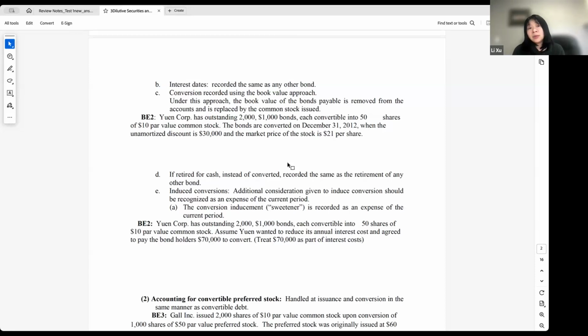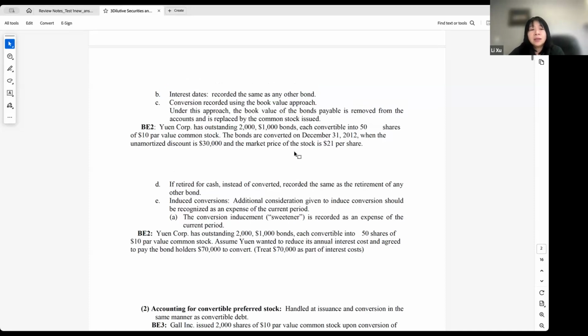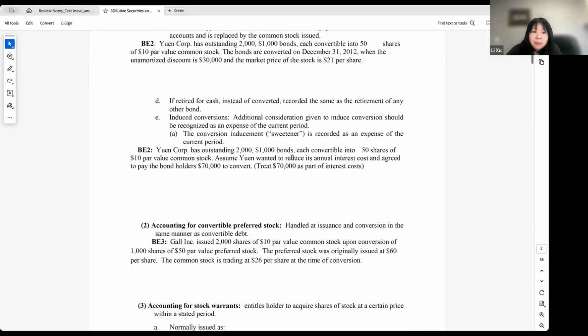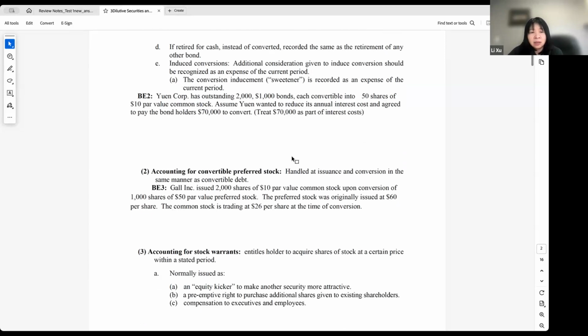Sometimes you may see some information there that is unrelated, just there to confuse you. For example, in this exercise 2, we have the market price of the stocks, and you don't need to use it. In class it seems very simple, but during the exam you may panic and make mistakes. So write it down in your notes: it's going to be the book value approach.